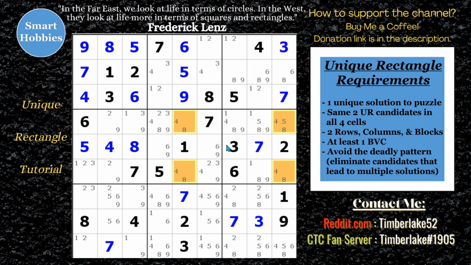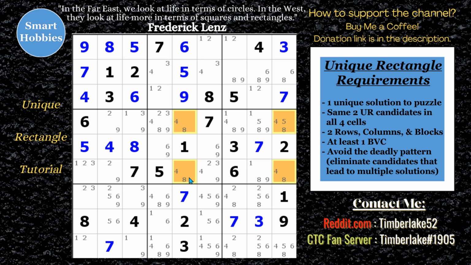So you see these four squares, and what you probably notice is they have the same two bivalue cells in each square: 4 and 8, 4, 8, 4, 8, 4, 8. One of those contains an extra digit, a 5. Okay, this is a unique rectangle type 1.